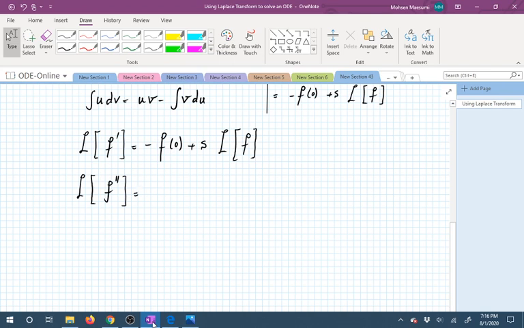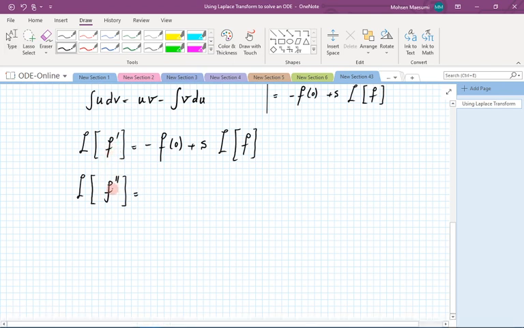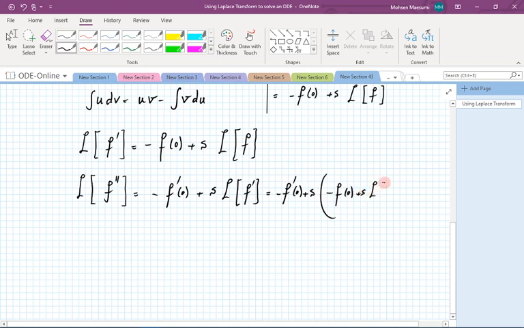So let's go back. Instead of f, I put f prime, so f prime becomes f double prime. This becomes minus f prime of 0. This becomes Laplace transform of f prime. Well, Laplace transform of f prime itself was this. So let's go ahead and write. This becomes minus f of 0 plus s. Instead of that, I write all of this, which is minus f of 0 plus s Laplace transform of f.